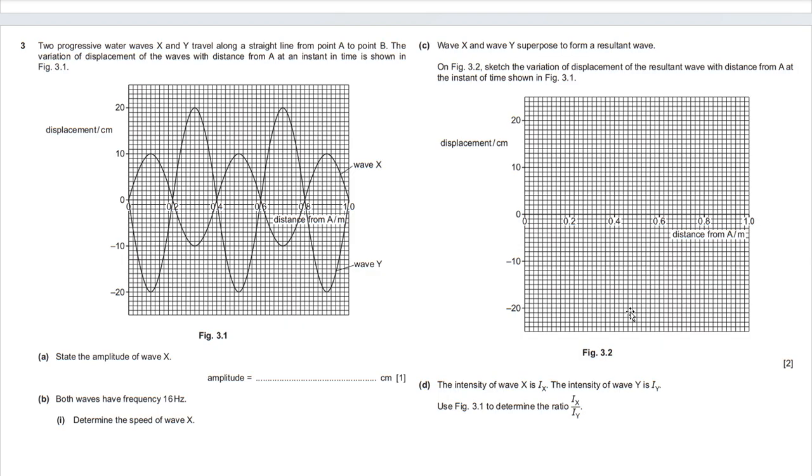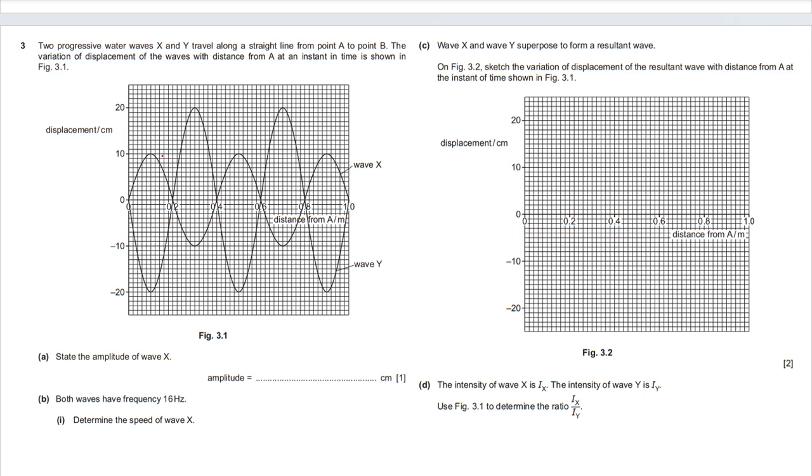Okay, this is the last question. After that, we're going to end the lesson. ठीक है? Two progressive water waves X and Y travel along a straight line from A to B. ठीक है? So the variation of displacement of the waves with distance from A at an instant in time is shown in figure 3.1. State the amplitude of wave X.